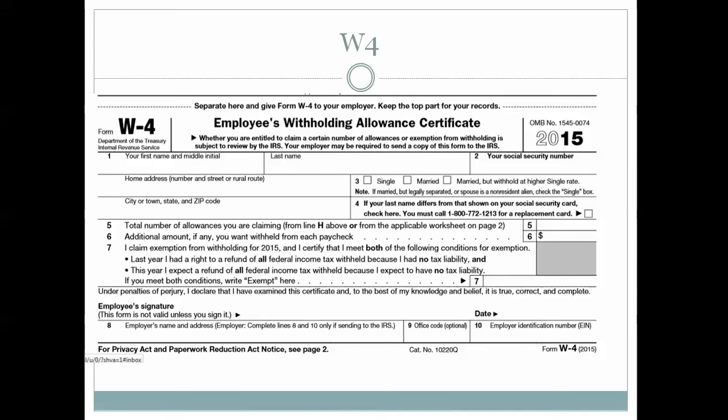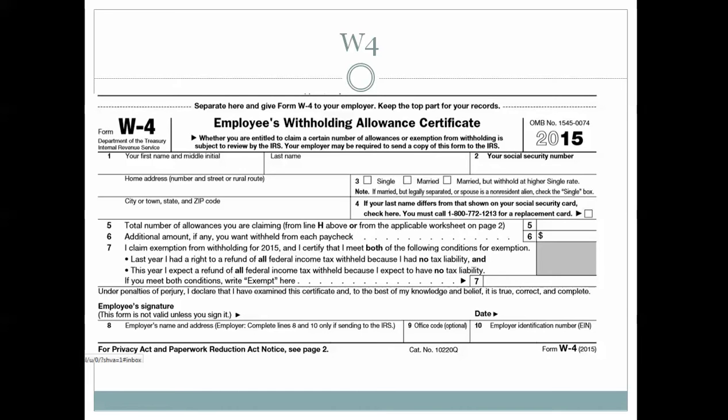Do you have any deductions? Are you an itemizer of deductions for a Schedule A? Do you file a standard tax return and a standard allowance? Those are all questions that you will be asked in this form when you declare how much federal taxes you want withheld from your paycheck.